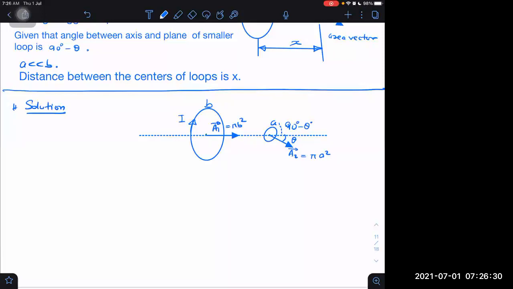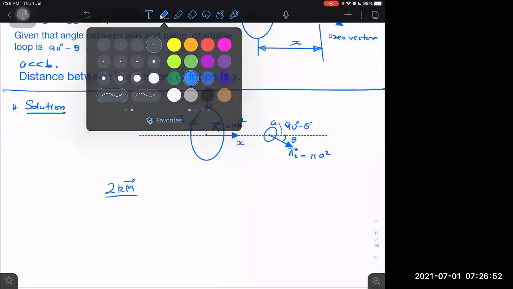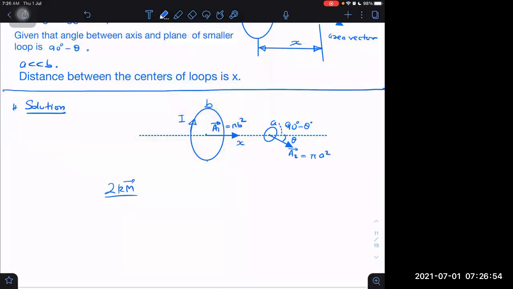Right or not? Area vectors. So what is the magnetic field due to the bigger one near the smaller one? That we know the formula for, right? 2kp by r cube, 2k m by r cube. Here r means the oblique distance, where we take the square as x square plus b square.